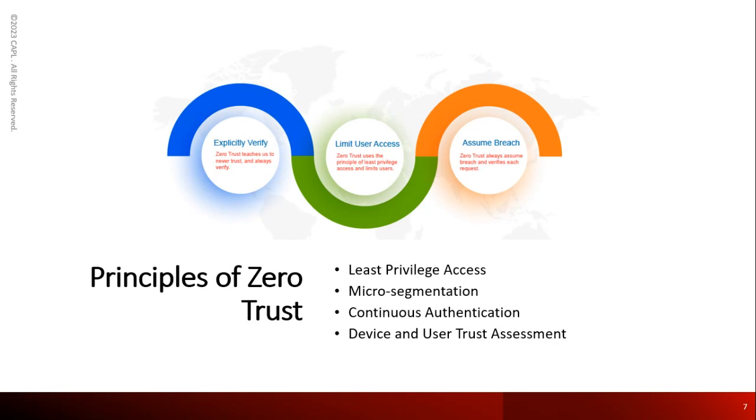Meaning that the attackers, even if they manage to get access to a system on the network, will still find it difficult to navigate to other systems on the network. The third important principle is called continuous authentication.